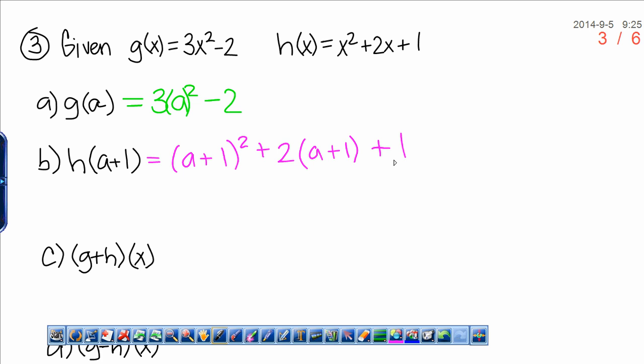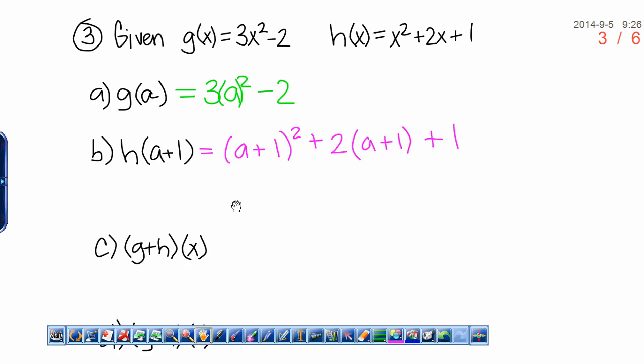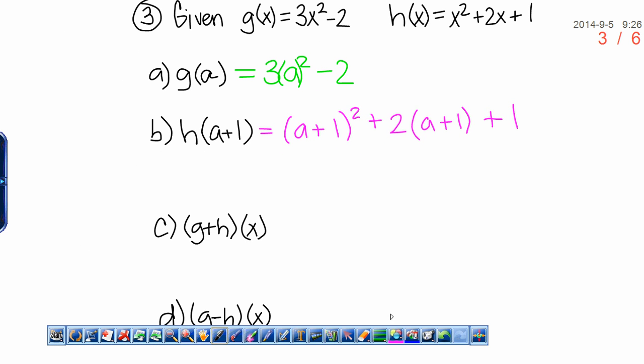Okay, can we just distribute that 2 and say it's a squared plus 1? No, what do we have to do? Double distribute. Multiply it out. It's a quadratic expression, okay? So a plus 1 times a plus 1. a times a is a squared. a times 1 is a. a times 1 is a. And 1 times 1 is 1. So what do we get? a squared plus 2a plus 1.